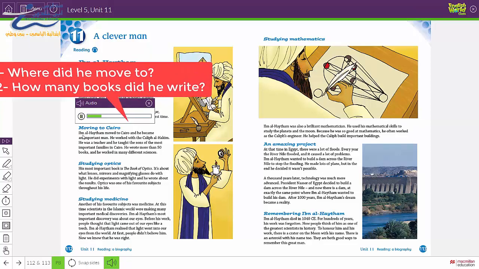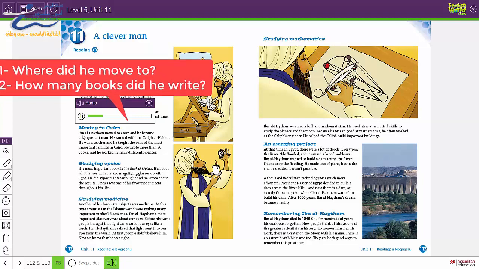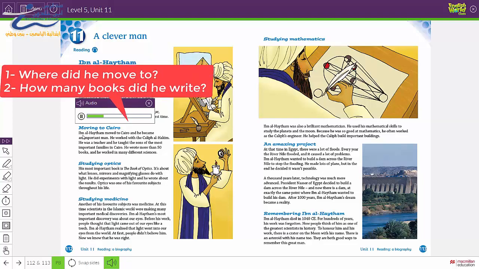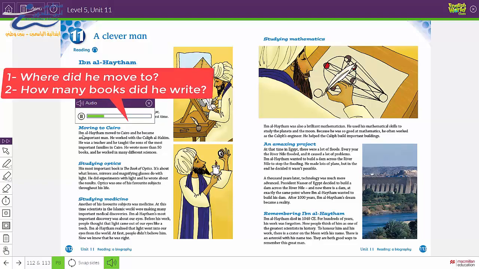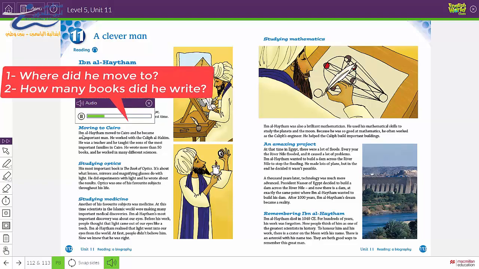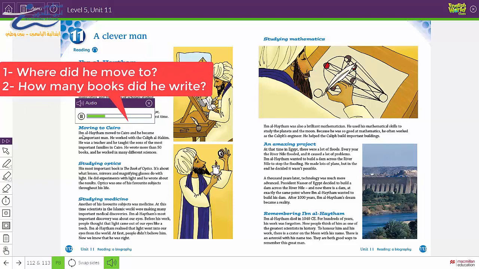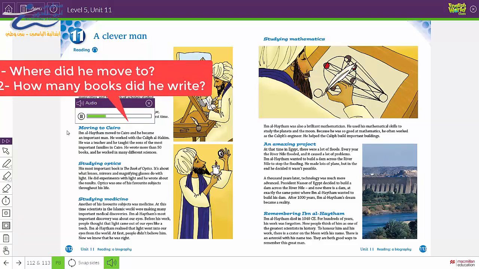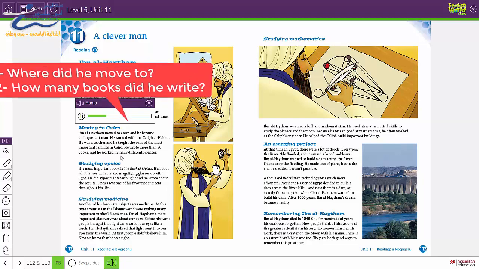Moving to Cairo. Ibn al-Haytham moved to Cairo, and he became an important man. He worked with the Caliph al-Hakam. He was a teacher, and he taught the sons of the most important families in Cairo. He wrote more than 50 books, and he worked in many different sciences.